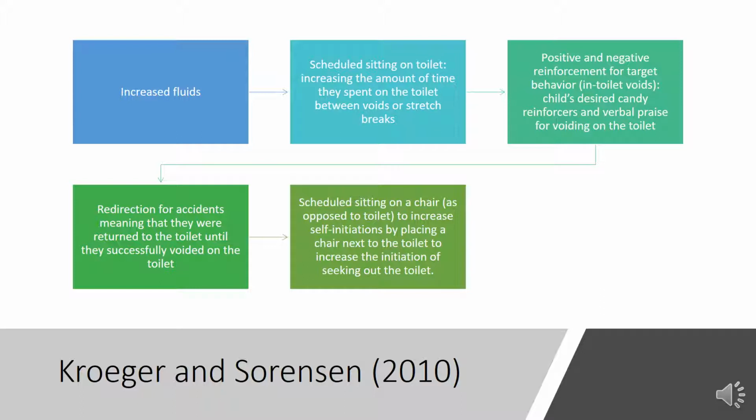And then after that, there would be scheduled sittings on a chair next to the toilet to help increase the amount of self-initiation that Chris and Marvin were having. So they'd sit next to the toilet on their chair in hopes to increase the amount of them identifying within their own private events that they had to go to the bathroom, and then being able to say, I have to go to the bathroom, and seeking out the toilet.